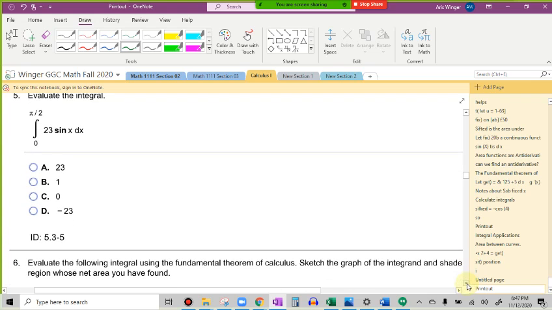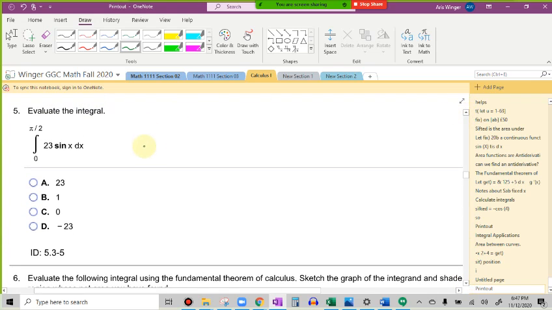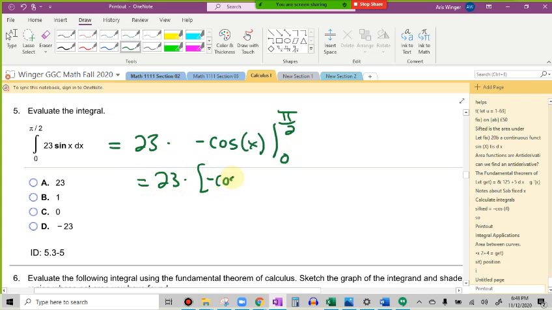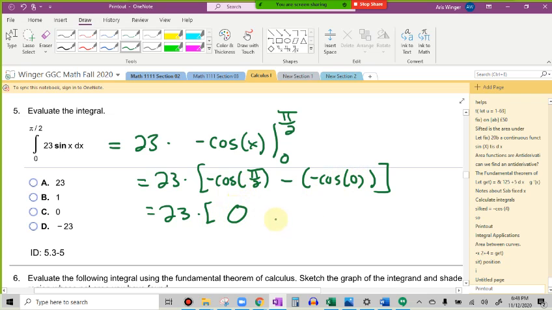Straight up, finding the integral. By the fundamental theorem of calculus, I'll hold the 23. The antiderivative of cosine, the negative antiderivative of sine is negative cosine. Evaluate it from 0 to pi over 2. We'll plug in the pi over 2, we'll plug in the 0, and we'll subtract. This is equal to 23 times negative cosine of pi over 2 minus negative cosine of 0. The cosine of pi over 2 is 0. The cosine of 0 is 1, so plus 1, 23.